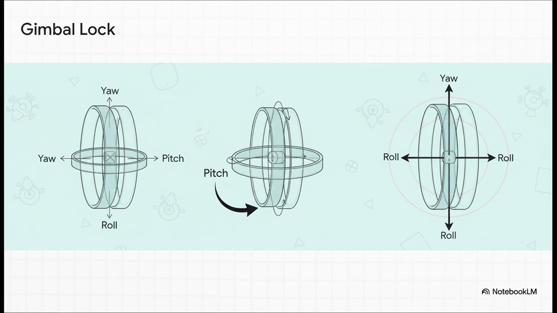This diagram right here, it's the perfect way to see what's happening. On the left, you've got 3 totally independent gimbals for yaw, pitch, and roll. Everything's fine. Now look at the middle image. We've pitched that middle gimbal up to 90 degrees. And what's the result? You can see it on the right. The yaw axis and the roll axis are now pointing in the exact same direction. They're no longer independent. Trying to roll and trying to yaw now produce the exact same motion. We've lost a degree of freedom.